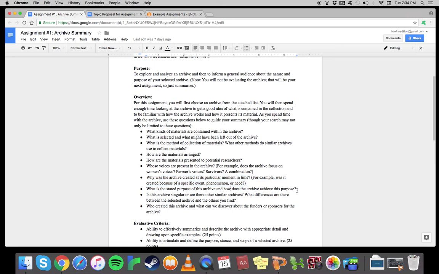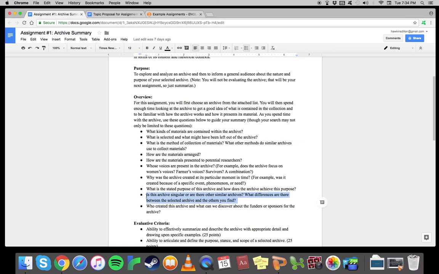What is the purpose of the archive? I mean, this is a really important question. What is the purpose of the archive? And does the archive achieve its purpose? Okay. Now, you shouldn't go too far with this portion of the question because that's really what an evaluation is for. And we don't do the evaluation until the next assignment. But it's something you should start kicking around in your head.